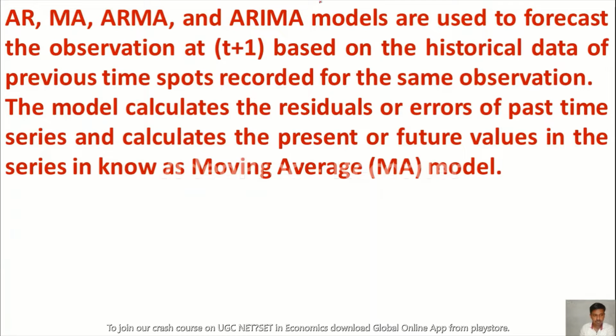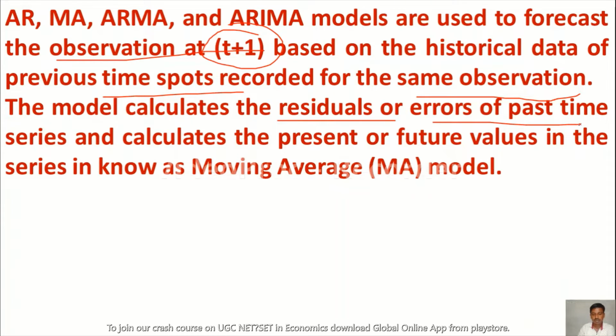So ARMA or ARIMA, these models are used to forecast the observation at t+1 based on the historical data of previous time spots recorded for the same observation. And the moving average model is the model which takes the residuals or errors of the past time series and calculates the present or future values in the series.